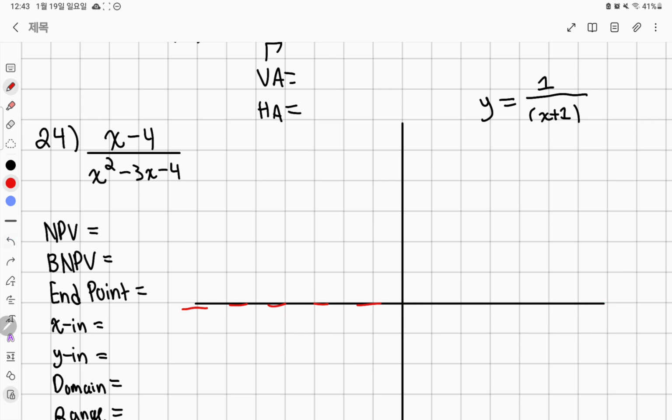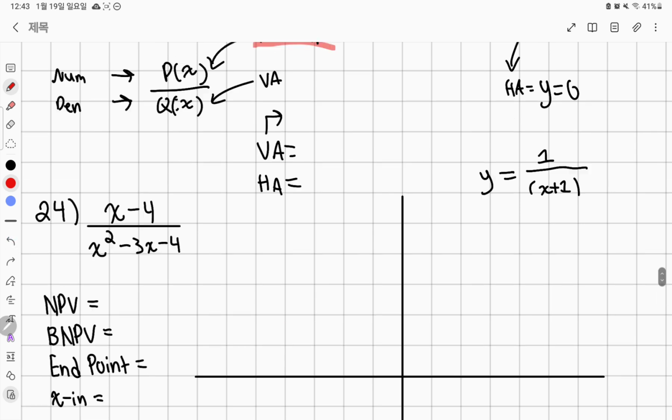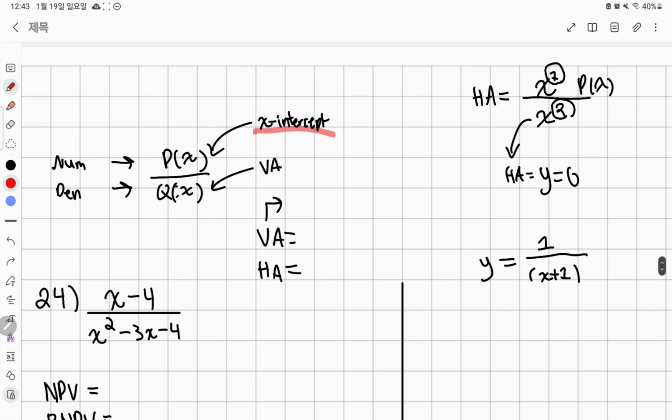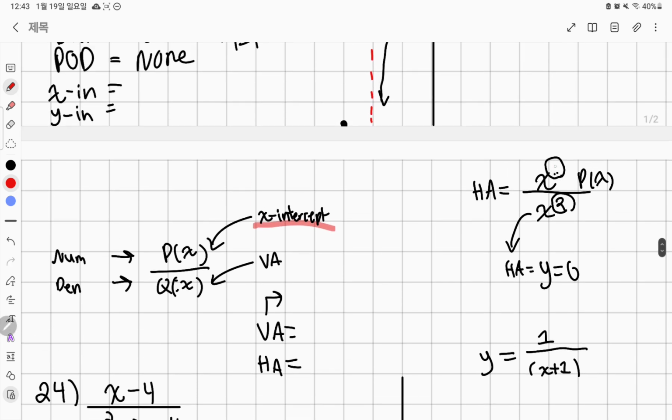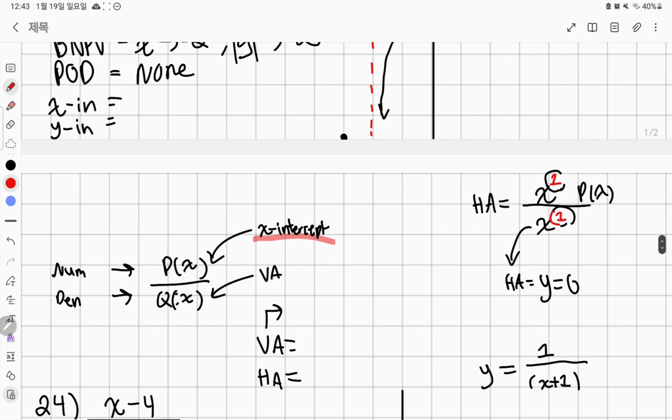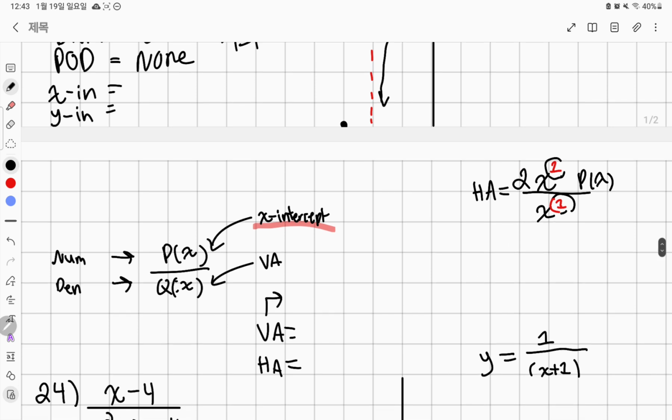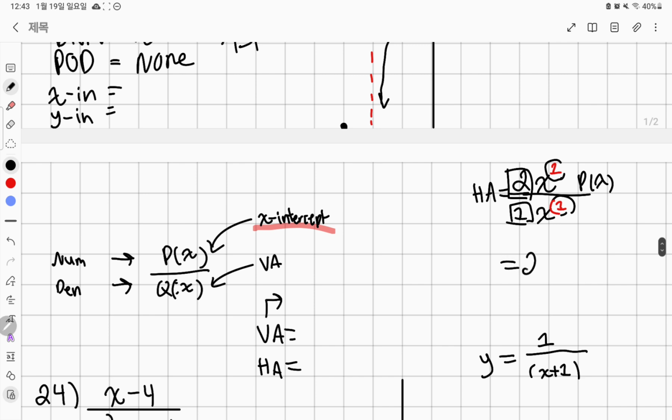But what if they have the same degree, like 1 degree over 1 degree? What do we do? This time, we look at the coefficients. The coefficient here is 2 and this is 1, so the horizontal asymptote is 2, because 2 over 1 is 2. Make sense?